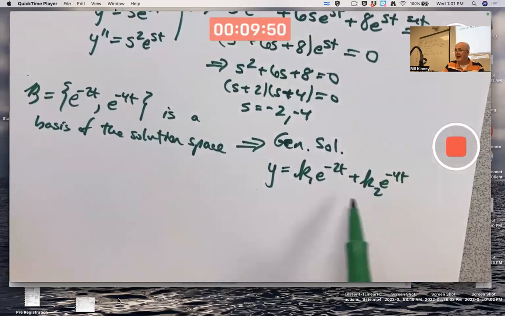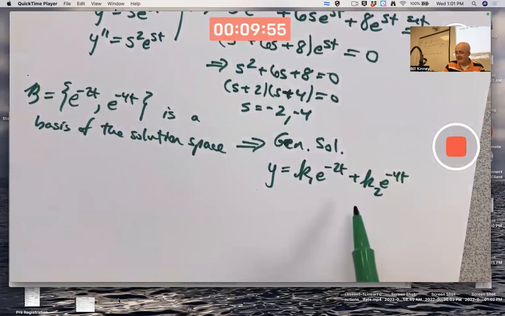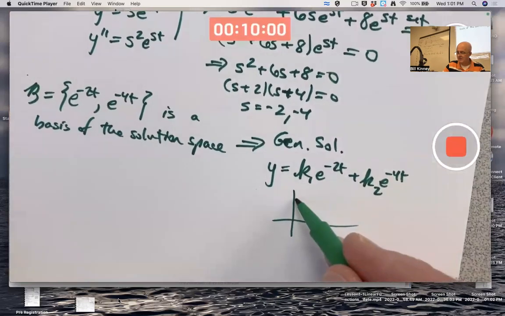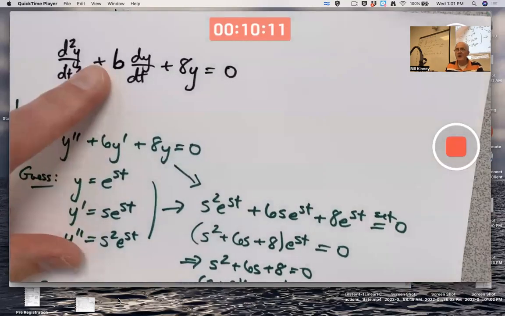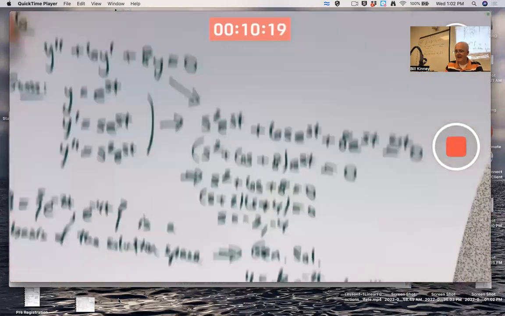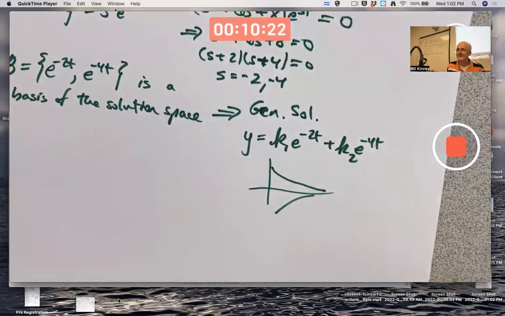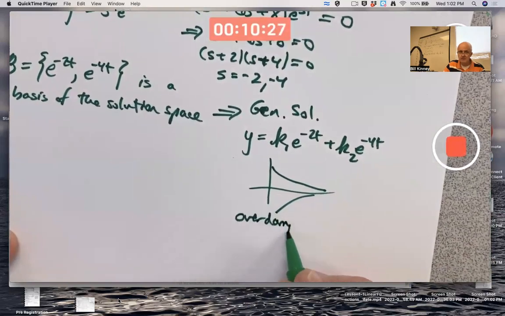Graphs of such functions do not oscillate, right? There's no cosines and sines in there. They decay to 0 without oscillation. Typical kinds of graphs will look like this, or maybe this. In other words, the damping, B, is relatively large. That's overdamped because there's no oscillations. There's so much damping that it makes the position decay to 0 without oscillating. Overdamped.